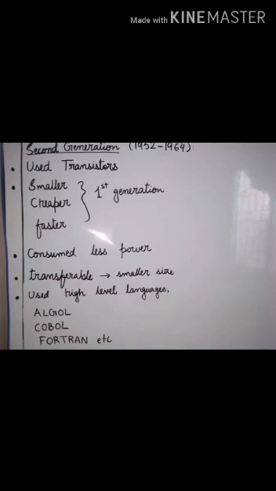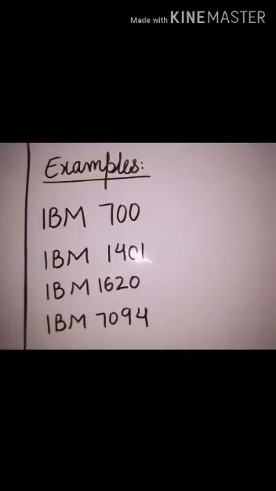Second generation computers. The second generation was from 1952 to 1964. Second generation used transistors. The second generation computers were smaller, cheaper, and faster than the first generation. They consumed less power. They were transferable because of their smaller size. They used high-level languages like Algol, COBOL, and Fortran, etc. Examples are IBM 700, IBM 1401, IBM 1620, IBM 7094, etc.